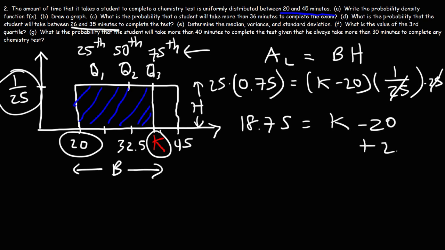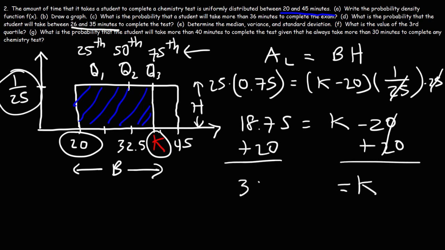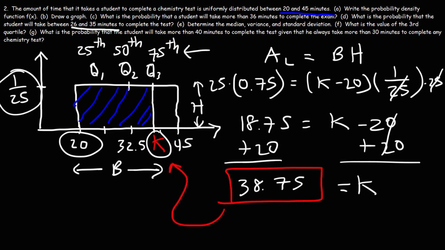The last step is to add 20 to both sides. So 20 plus 18.75, that's going to be 38.75. And so this right here is the 75th percentile. And as we can see, the answer makes sense because it's in between 32.5 and 45.